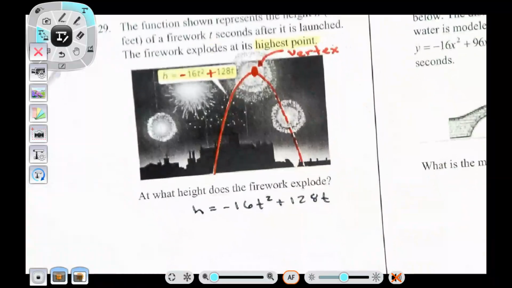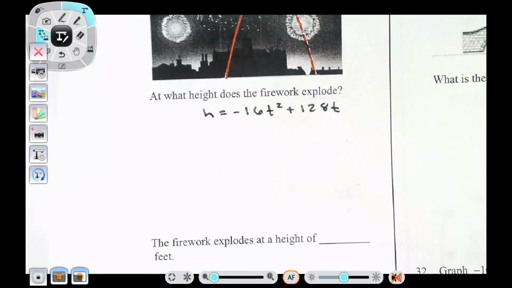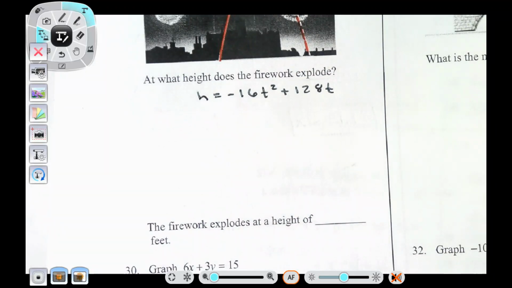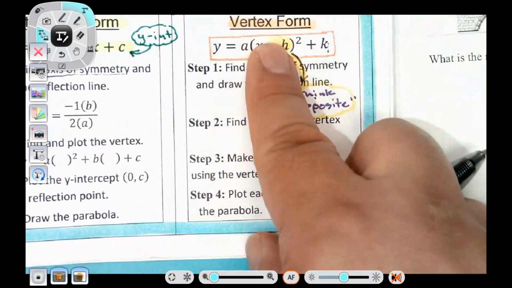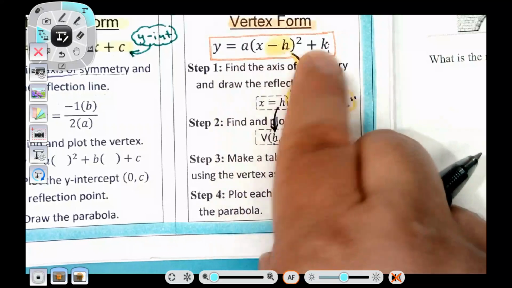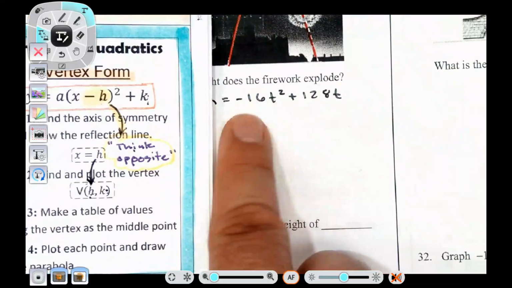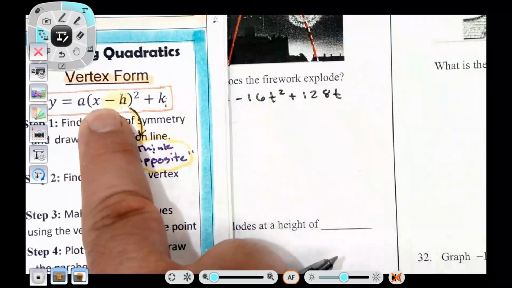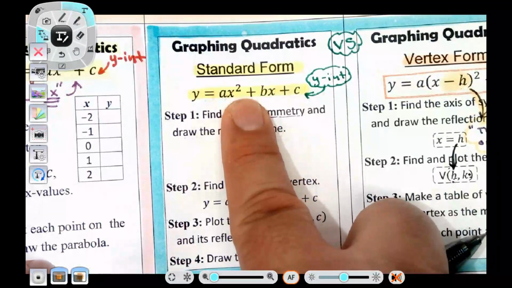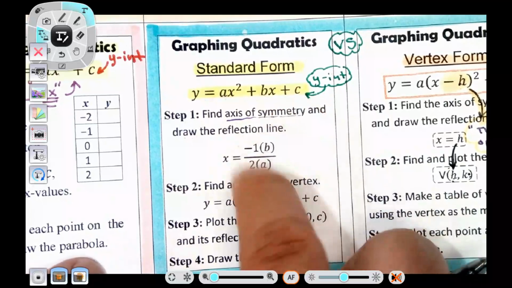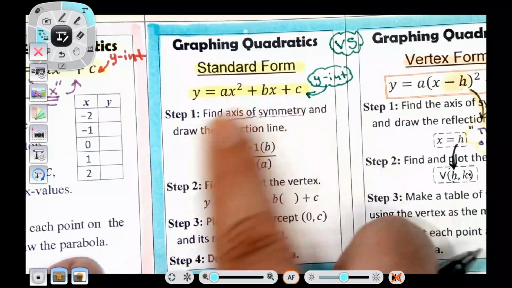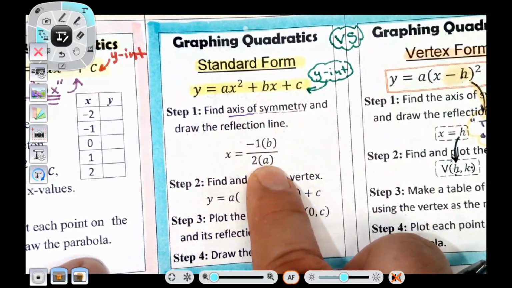All right, so I'm going to move this up now. They said, at what height does the firework explode? Well, again, I need a vertex. That's why we have our word wall. This is an old question now. So if they want a vertex, I know this thing says vertex form, but my equation doesn't look like this one. It has 2 letters. This one only has 1 x, but it does look more like this one. It is in standard form. Maybe it doesn't have the c, and that's okay. So then find the axis of symmetry using this equation, and then look at what it says.